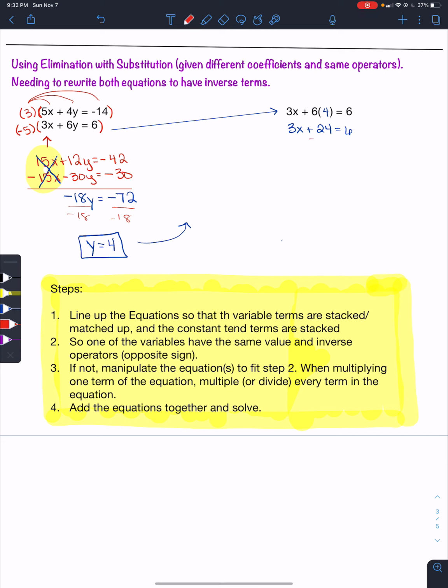Subtract 24 from both sides. Remember, that is, again, both sides of the equation. So we've got 3x equals negative 18. Divide both sides by 3. And we have x equals negative 6. Our ordered pair is negative 6, 4.